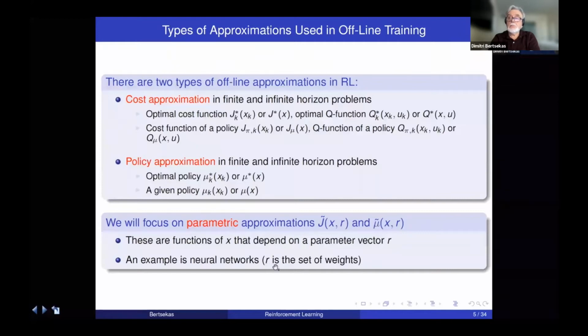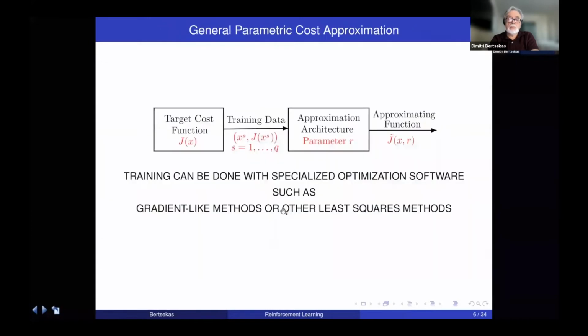And then the problem becomes determining the set of weights so that the neural network provides approximations that are close to the target cost function or the target policy. So this is the general objective, and this corresponds to a value network that we mentioned in the case of AlphaZero, for example. This corresponds to a policy network, constructing a policy network. Let's see how this parametric approximation works for the case of costs.